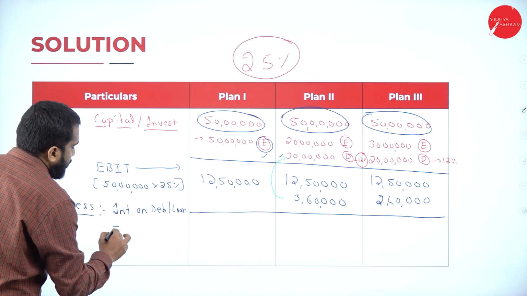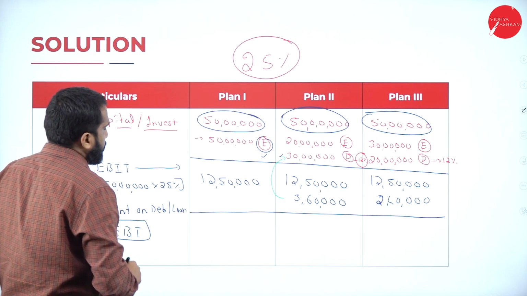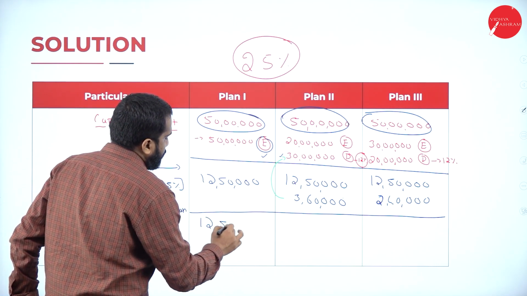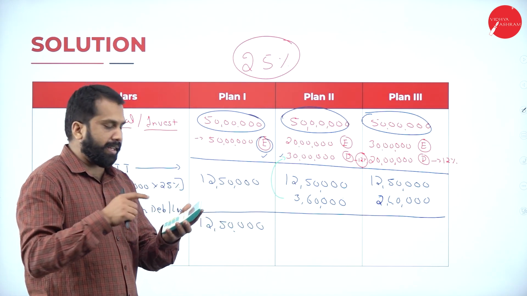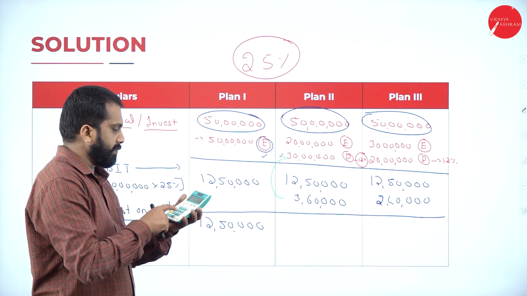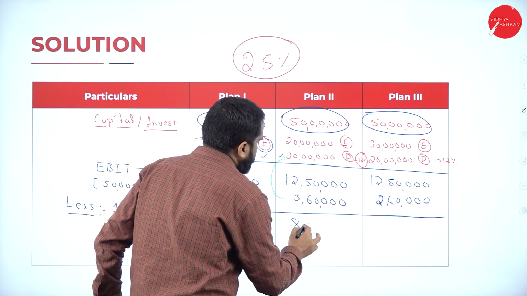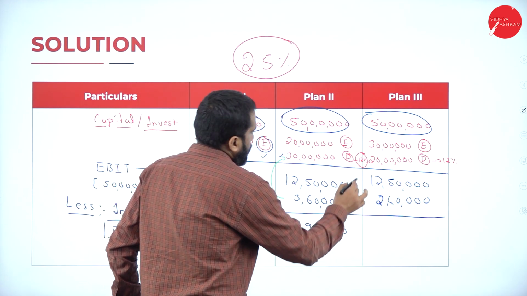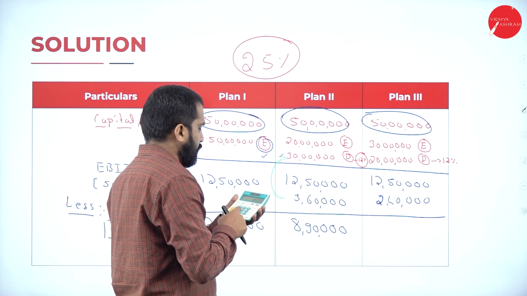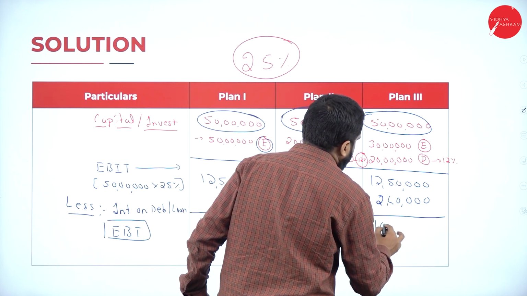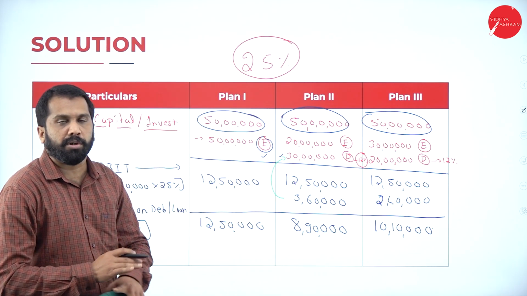This is what? Earning before tax or earning after interest. So it will remain as it is, 12,50,000. 12,50,000 minus 3,60,000, it will be 8,90,000. We'll cross check. So 8,90,000 and 12,50,000 minus 2,40,000. So it is 10,10,000. Up to this, hope there is no doubt.